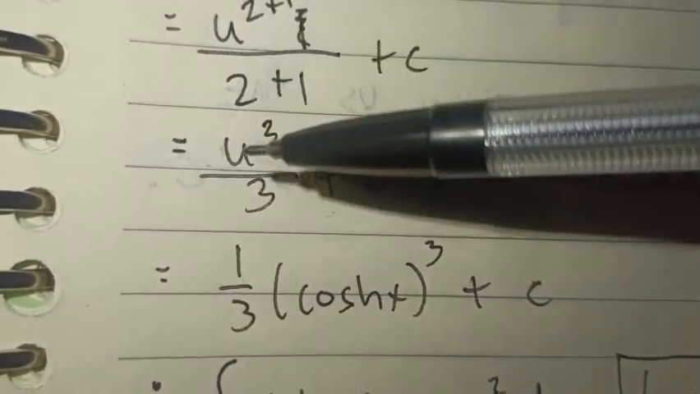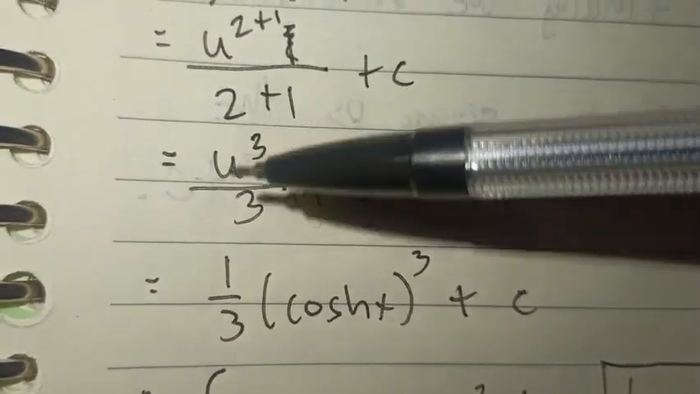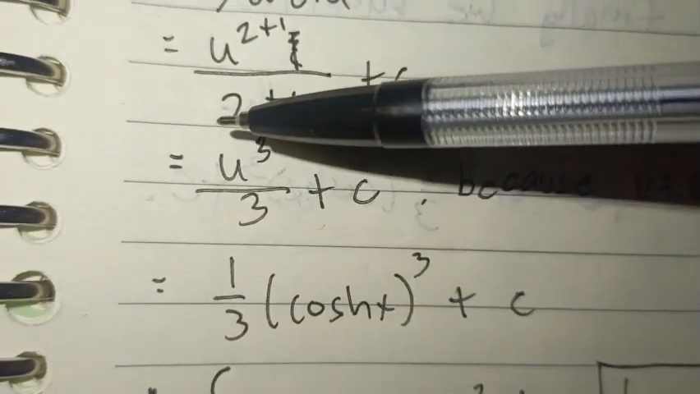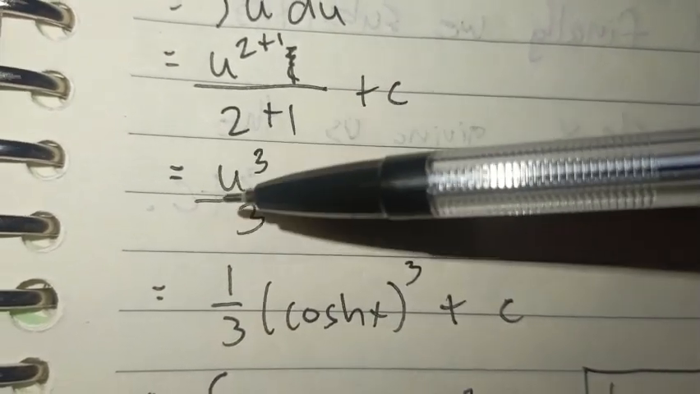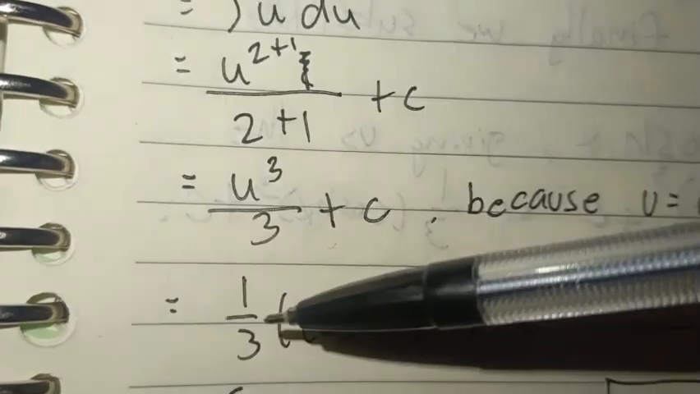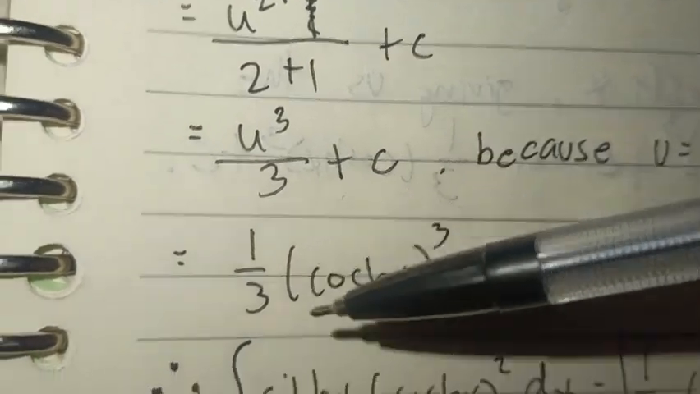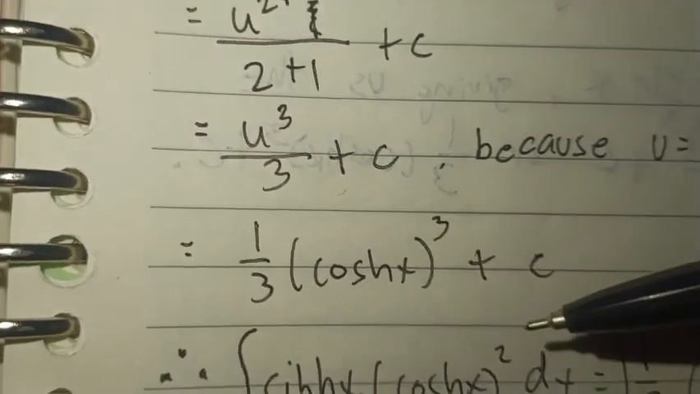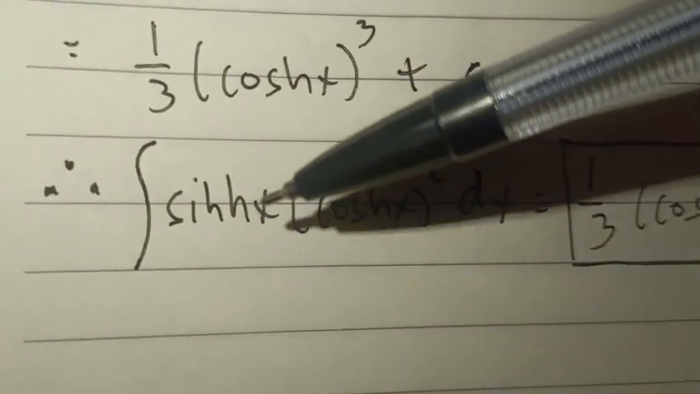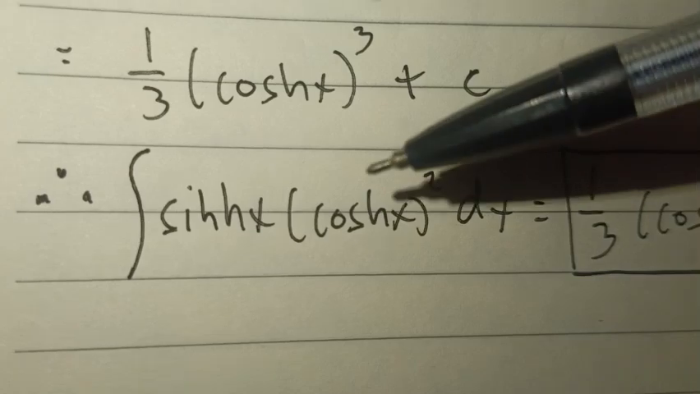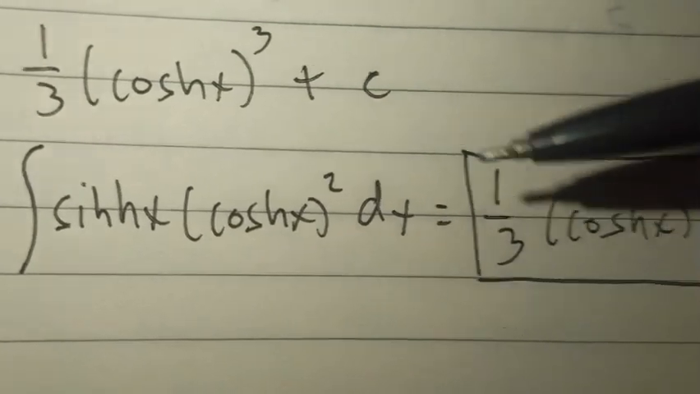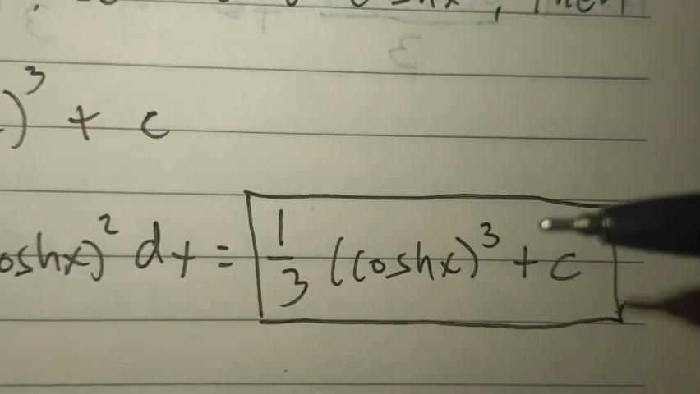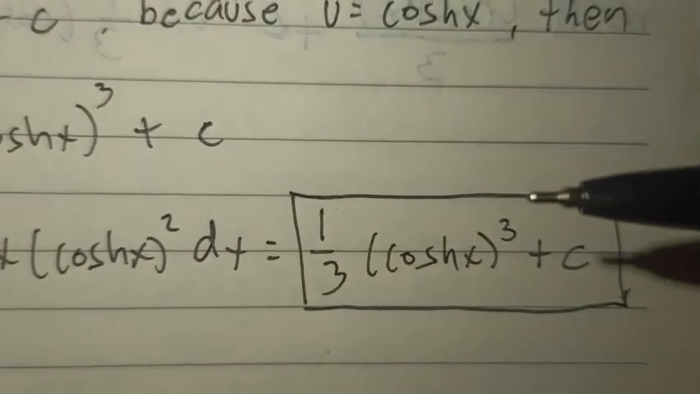So u cubed over 3, we can factor out there the 1. So 1/3, there's an invisible 1 there. 1 u cubed. So 1/3 u cubed is equal to 1/3 cosine hx cubed plus c. So therefore, the antiderivative of sine hx multiplied by cosine hx squared dx is 1/3 cosine hx cubed plus c.